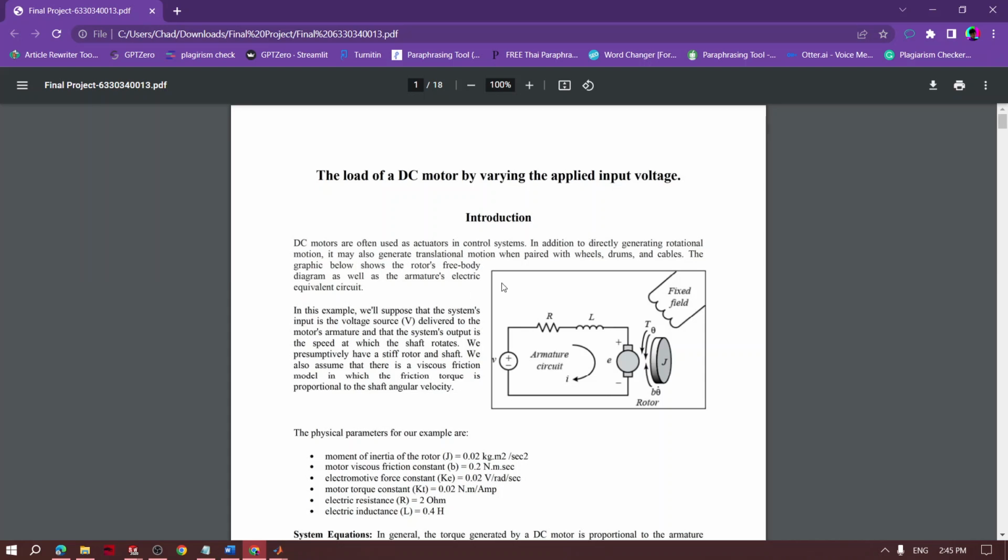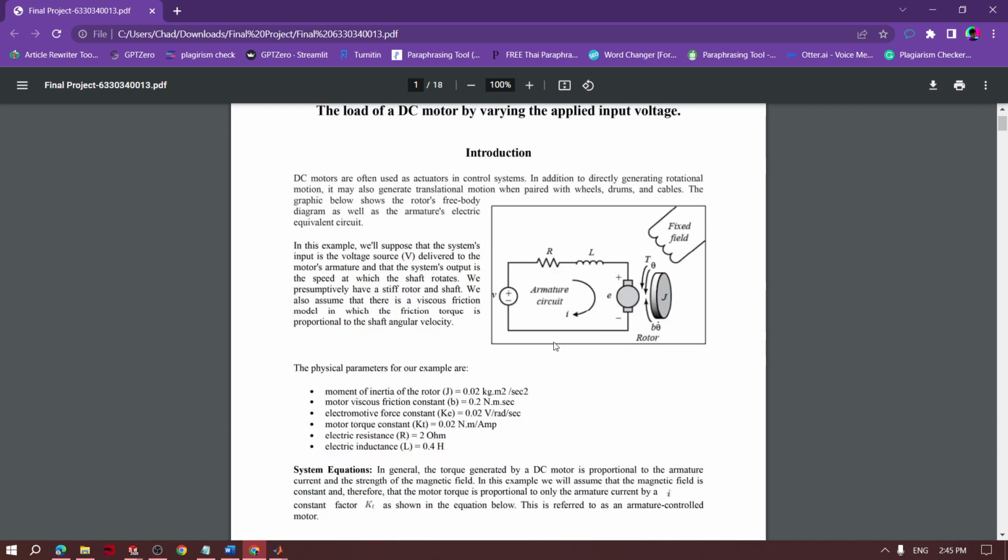So this is my project, the load of a DC motor by varying the applied input voltage in Matlab. DC motors are often actuators in control systems. They are used with wheels, drums, and cables, and an electric equivalent circuit, as you can see in the pictures.